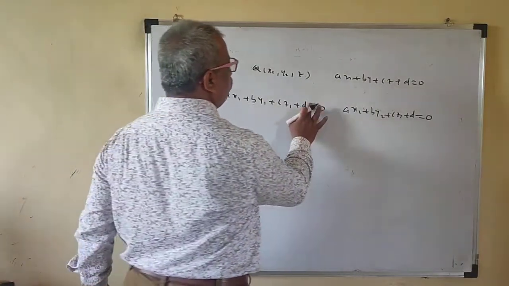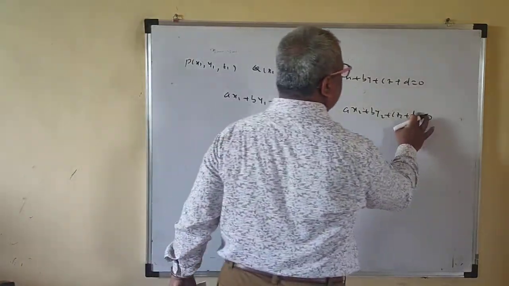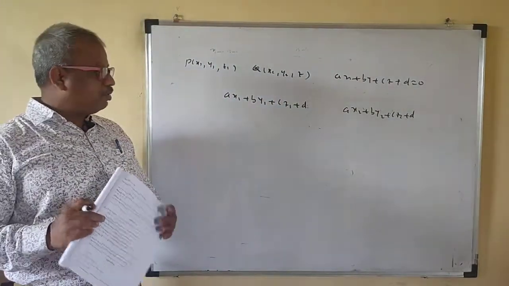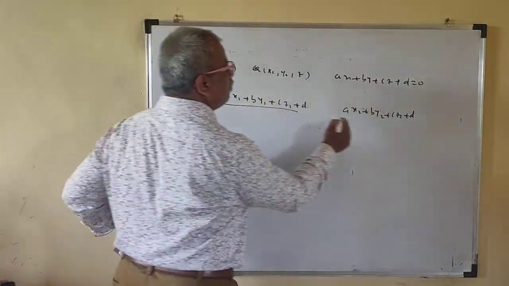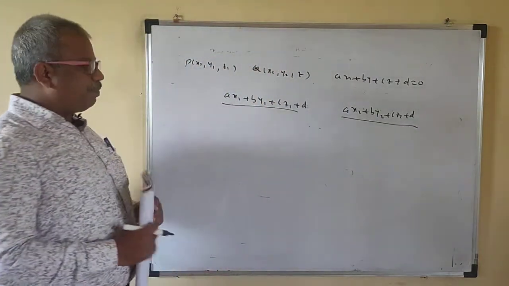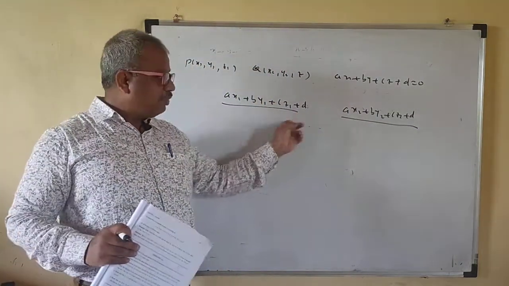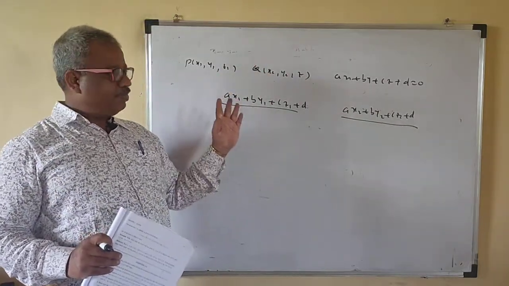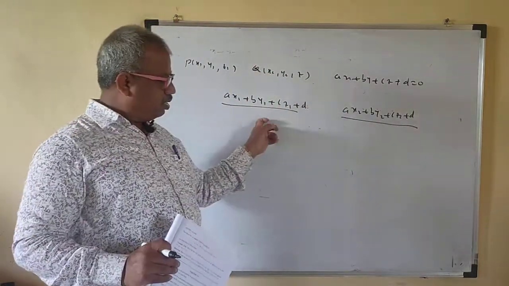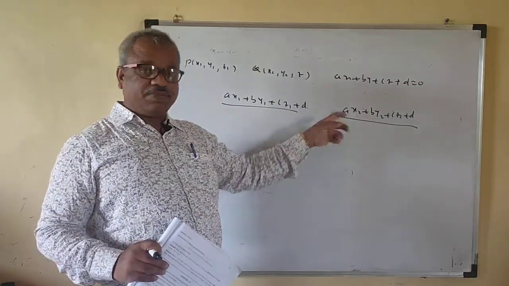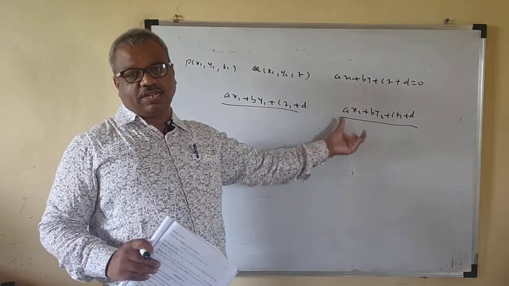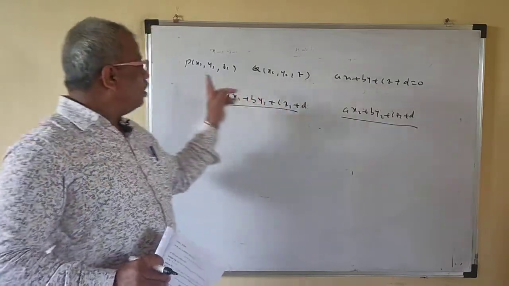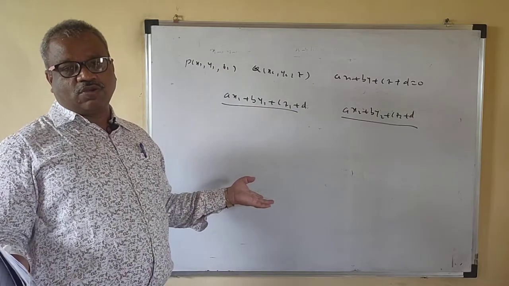Here we don't want it equal to 0 actually, because the points are not on the plane, so they do not satisfy the equation. We just have to find the value of each expression. If they have the same sign, then P and Q lie on the same side of the plane. If they have opposite signs, that means one is positive and the other is negative, then P and Q lie on the opposite sides of the plane.